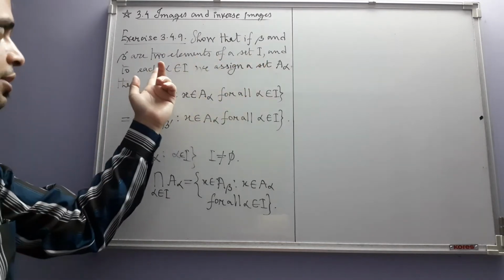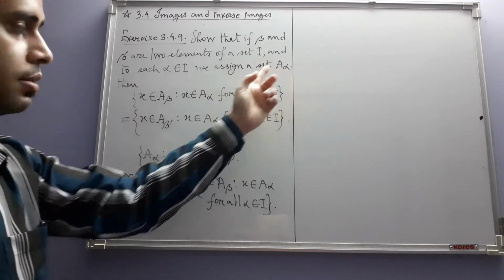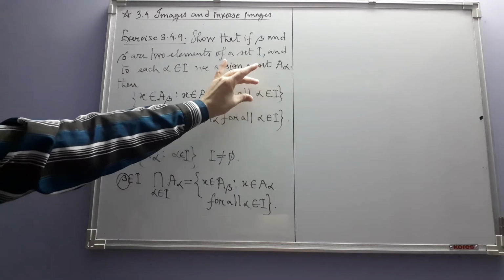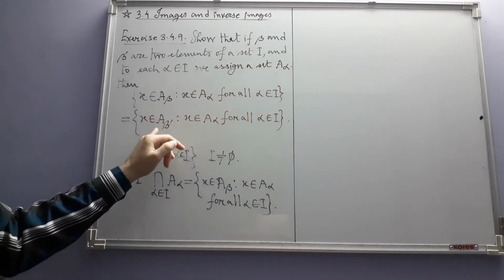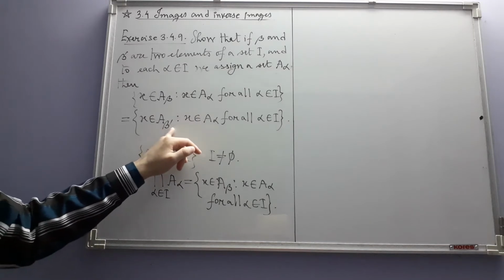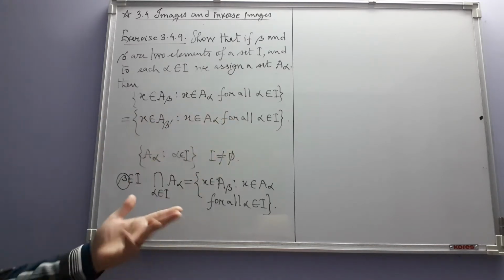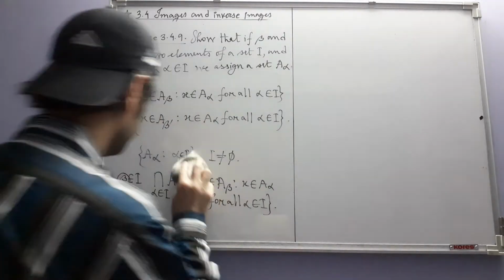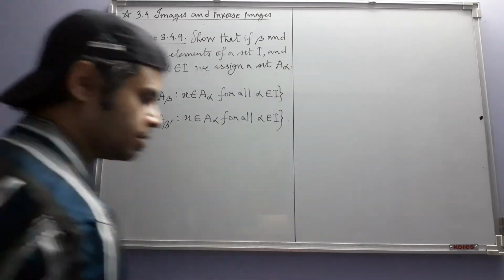And it's also given that for each label in the index set there is assigned a set. Then the definition of the intersection which we get after choosing beta and the one that we get after choosing beta prime are to be shown the same set. Okay, so let us see the solution.